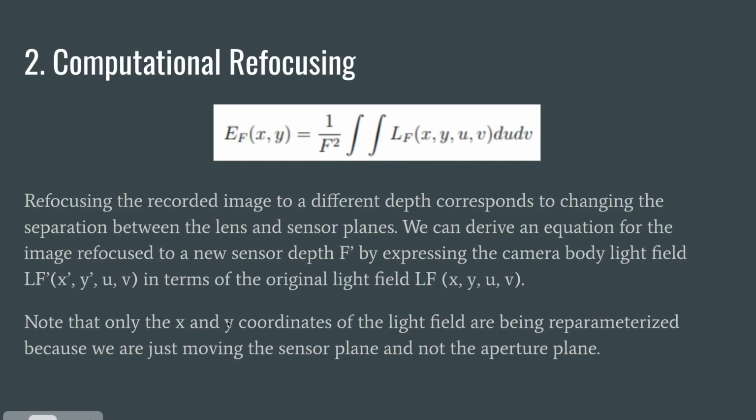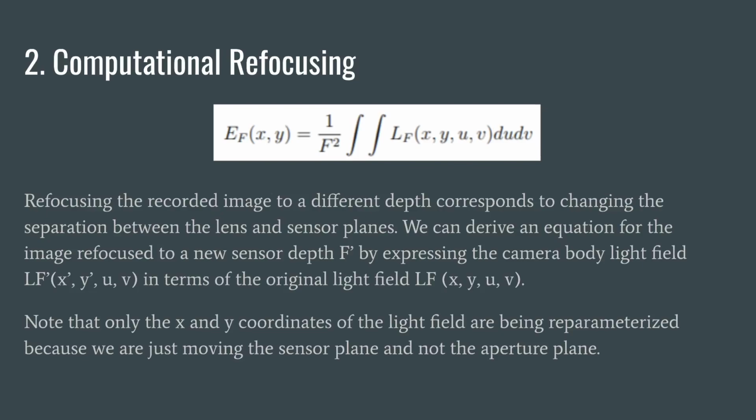So if we refocus this recorded image to a different depth, this corresponds to changing the separation between the lens and sensor planes, and we can derive an equation for the image refocused to a new sensor depth F by expressing the camera body light field in terms of the original light field. So essentially we want to find some sort of transformation from our original light field to this new light field where it is refocused at a different sensor depth.